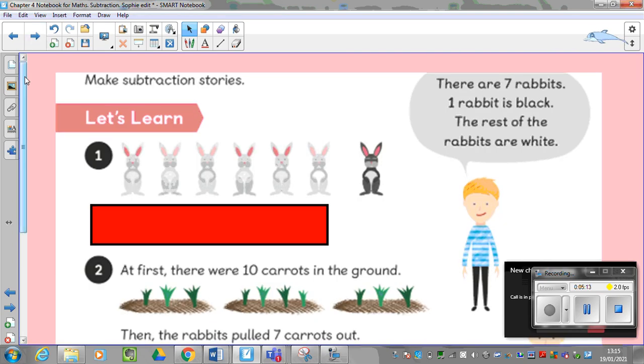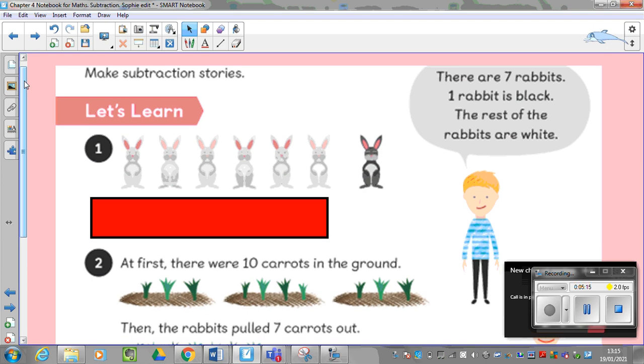Okay, so let's have a look at this number sentence all worked out for us then. So we've got our 7 rabbits all lined up in a row. They're no longer in our picture. You can see that 1 is black and the rest are white.